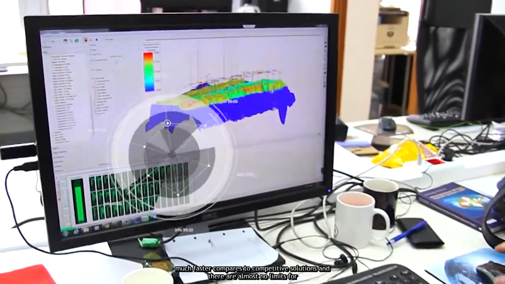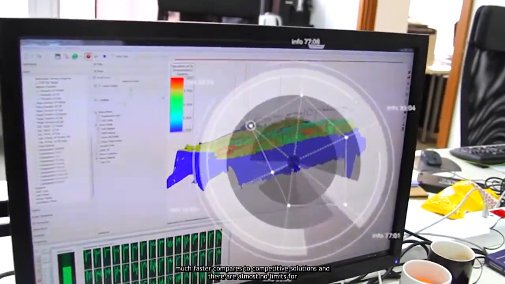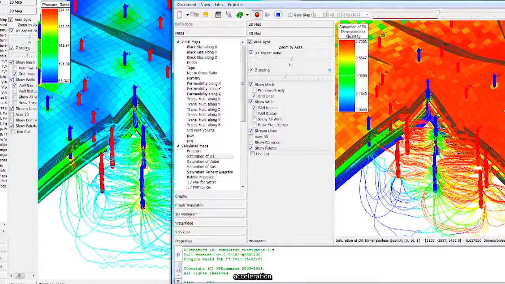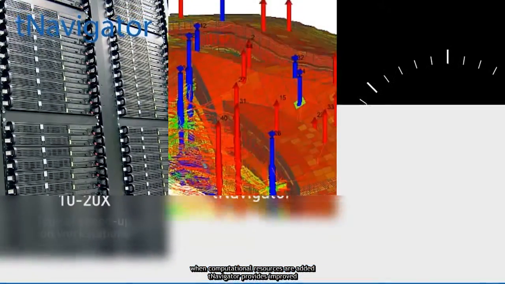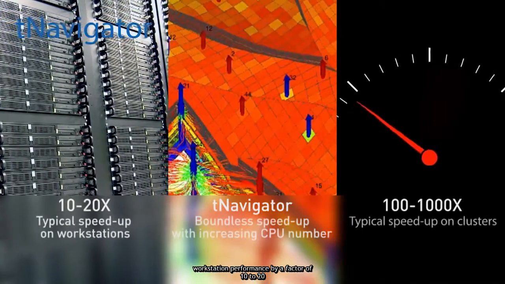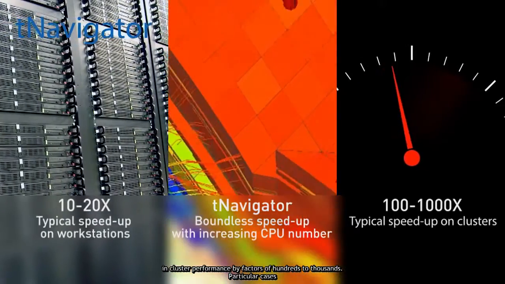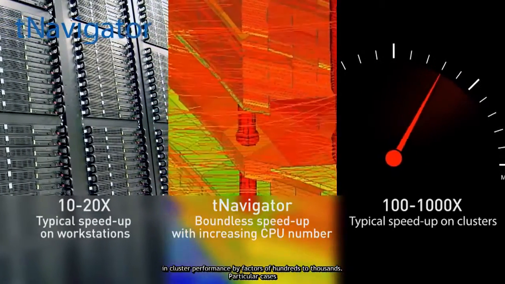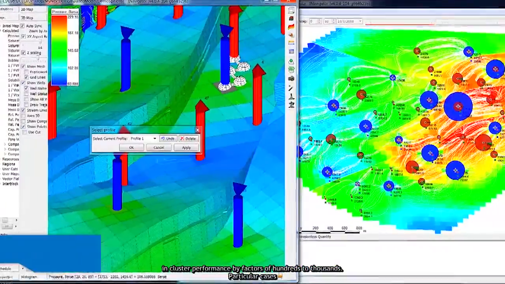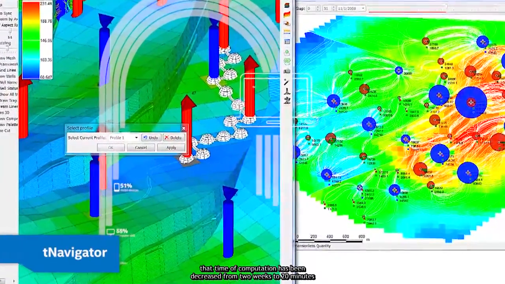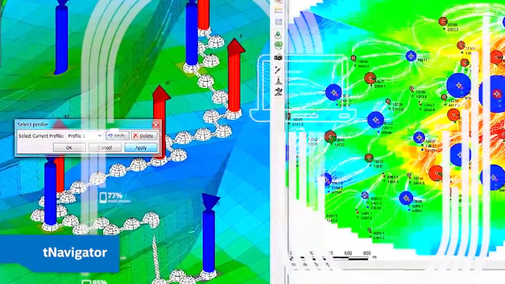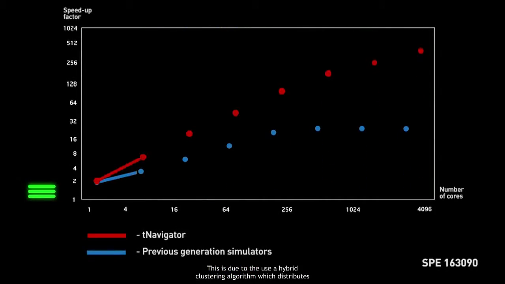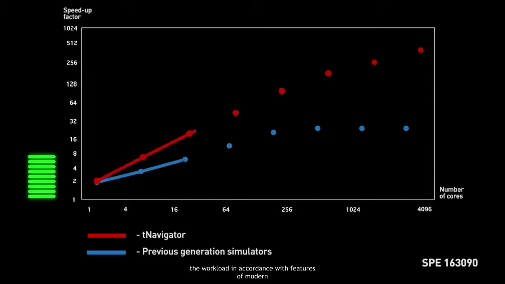tNavigator calculates much faster compared to competitor solutions, and there are almost no limits for acceleration when computational resources are added. tNavigator provides improved workstation performance by a factor of 10 to 20 and cluster performance by factors of hundreds and thousands. In particular cases, the time of computation has been decreased from 2 weeks to 20 minutes. This is due to the use of a hybrid cluster algorithm which distributes the workload in accordance with features of modern hardware architecture.